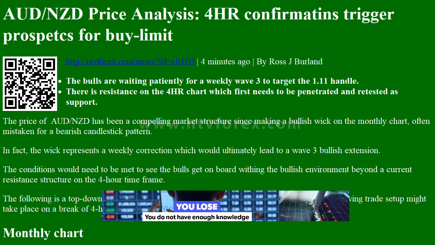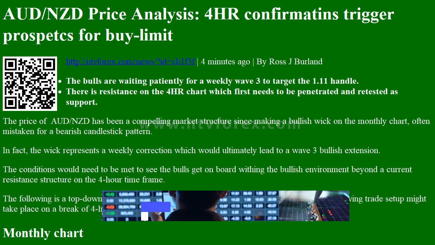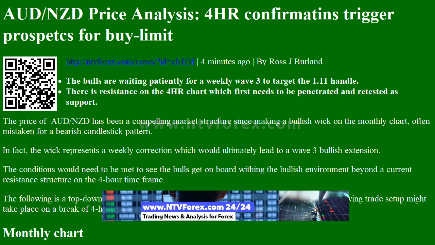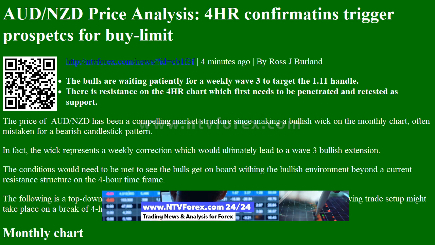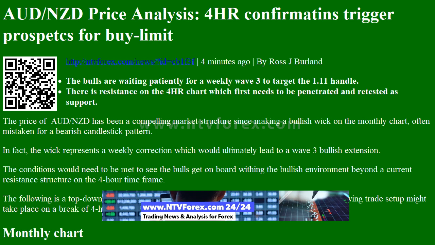www.ntvforex.com. AUD NZD Price Analysis: 4HR confirmations trigger prospects for buy limit. By Ross J. Berlin. The bulls are waiting patiently for a weekly wave 3 to target the 1.11 handle. There is resistance on the 4HR chart which first needs to be penetrated and retested as support.